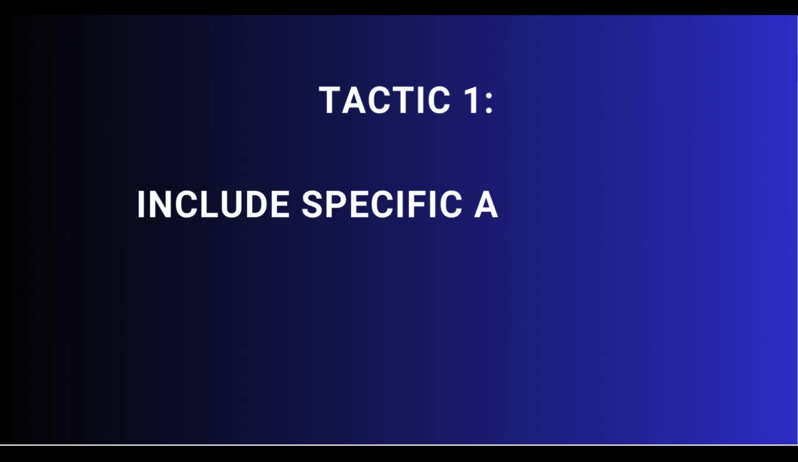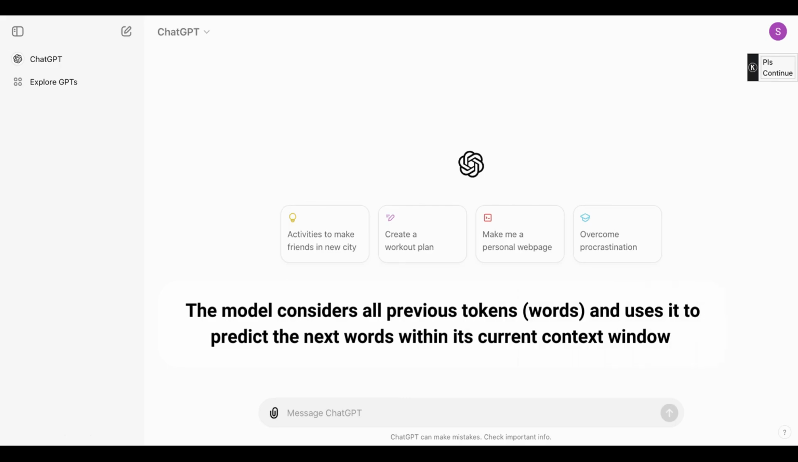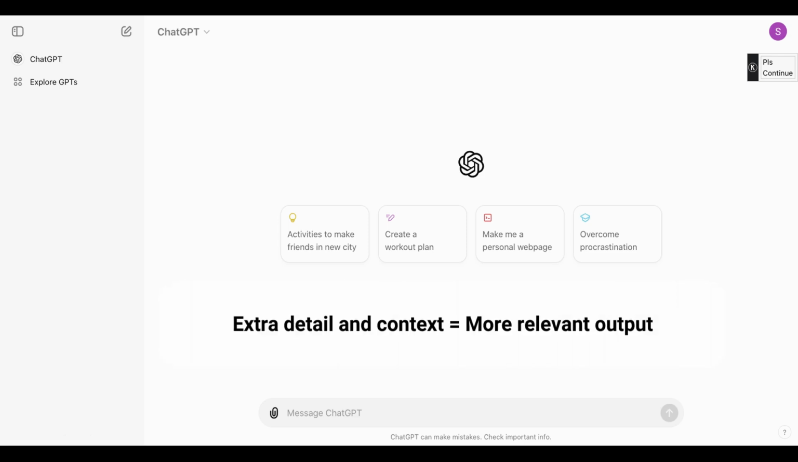So tactic number one, include specific and clear details in your prompt. I know this seems straightforward, but it's important to understand why we need to do this. This is because the model considers all the previous tokens, or let's just call them words, and uses them to predict the next words within its current context window, which is basically the session and the words that you're working with right now. So by providing that extra detail in your prompt, you give it significantly more information to work with and to accurately predict all the subsequent words and tokens that are coming next.